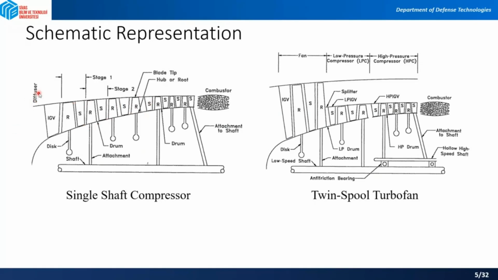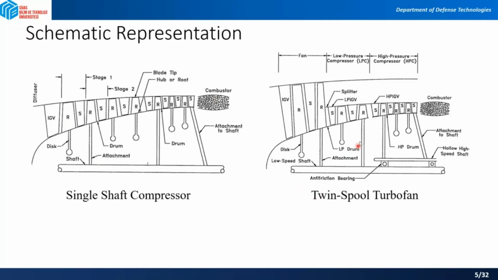So, as we said, we have an inlet guide vane, and then we have the rotor and stator. This is a stage 1 rotor stator, a stage 2 rotor stator, a stage 3, and it goes on. And then it compresses the air while it is passing through the rotors and stators, and it goes to the combustion chamber.